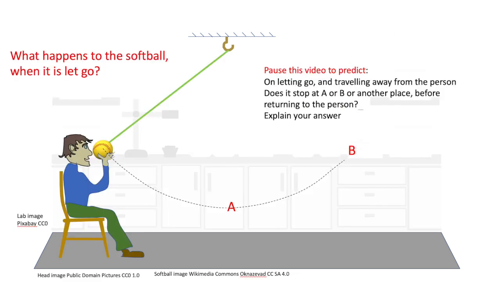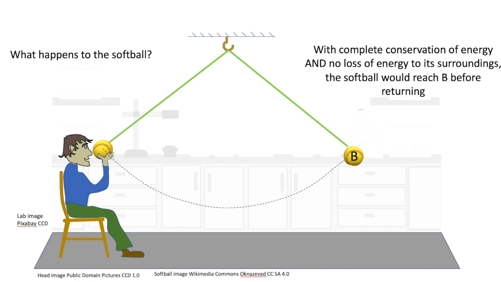We can also do this with a softball. So again, pause the video to predict on letting go, the softball traveling away from the person, does it stop at A or B or any other place before it returns to the person? Explain your answer. So, what happens to the softball with complete conservation of energy?